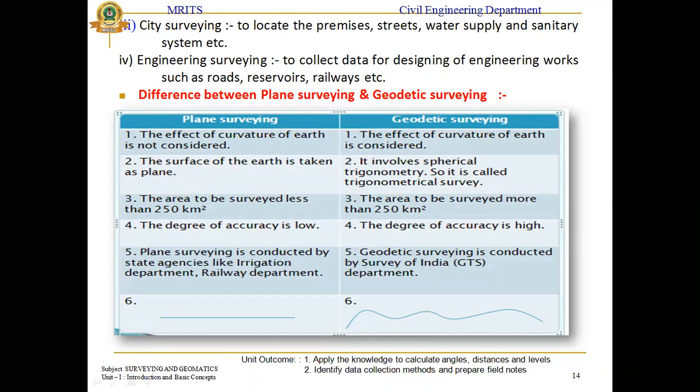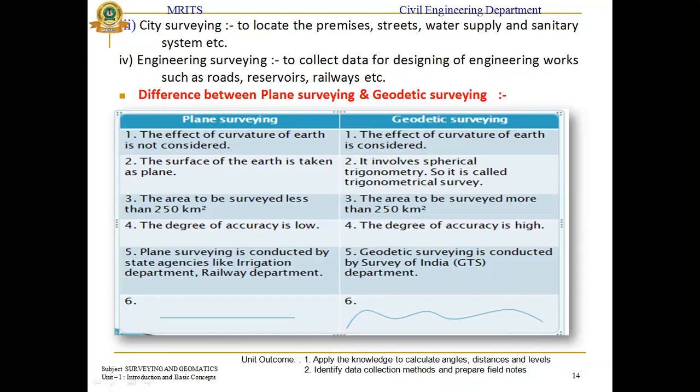In plane survey, the effective curvature of the earth is not considered. From the geodetic point of view, the curvature is considered, the opposite. Plane survey is used for small areas. Geodetic survey is used for huge areas and high construction works, and for accuracy purposes. The major thing: the surface of the earth is taken as a plane in plane survey, while geodetic survey involves spherical trigonometry, so it is called trigonometrical survey. The area of survey is less than 250 kilometers in plane survey and greater than 250 kilometers in geodetic survey.